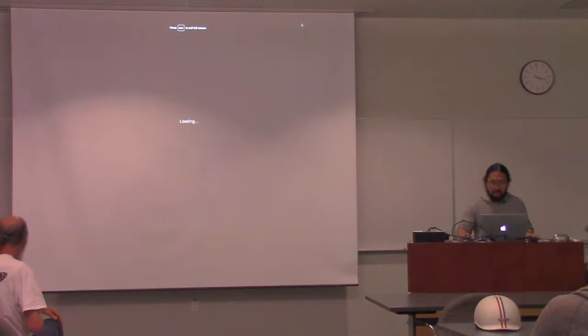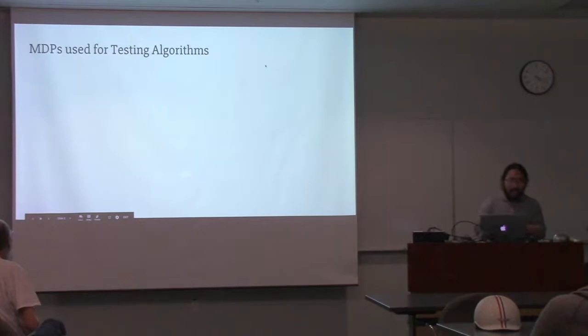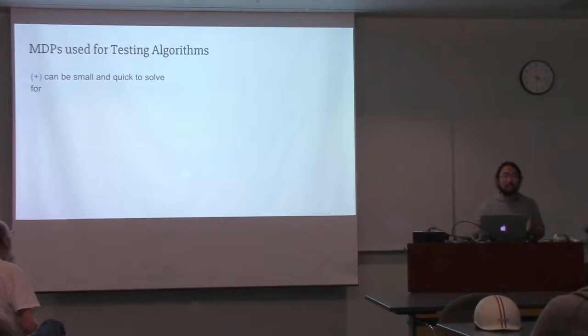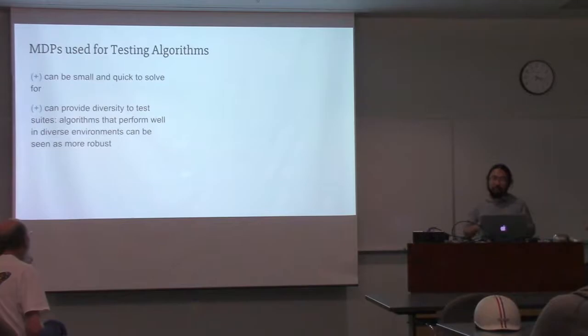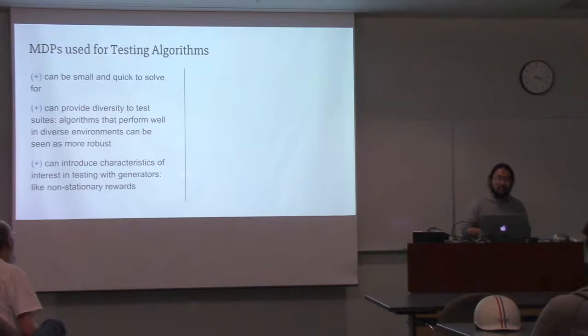So MDPs are often used for testing algorithms for a variety of reasons. They can be small and they're quick to solve. You can add diversity to the test suite, so the algorithms that perform well can be seen as more robust in these diverse environments. And you can also introduce characteristics of interest in generating your MDP. As an example, there's a generator called Garnet that was done here. And in that particular generator, you could introduce non-stationary rewards.